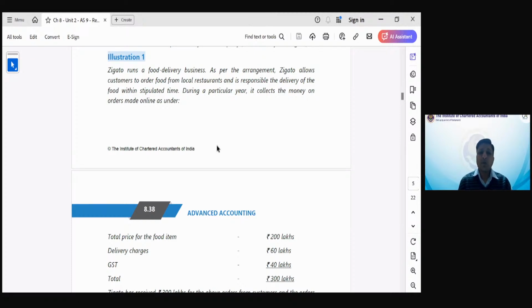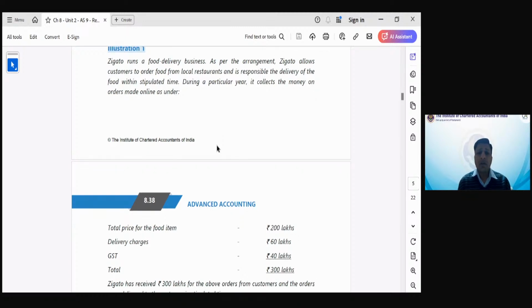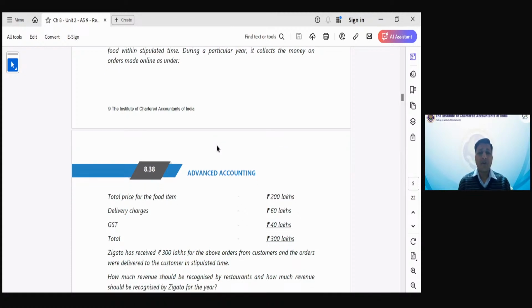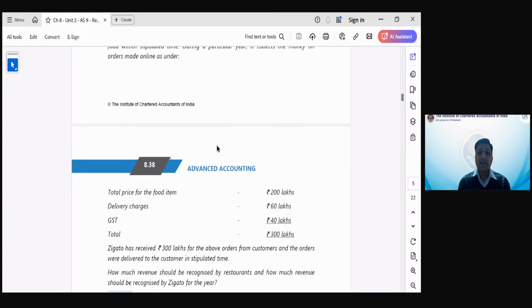Total price for the food item 200 lakhs. Delivery charge was 60 lakh. GST was 40 lakhs. Total was 300 lakhs. Zigato has received 300 lakhs for the above orders from the customers, and the orders were delivered to the customers in stipulated time. How much revenue should be recognized by restaurants and Zigato? So in this question, there are two parties for whom you need to comment. You can just look at the solution.